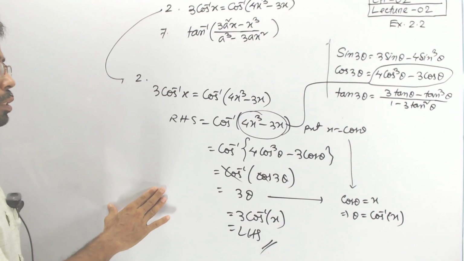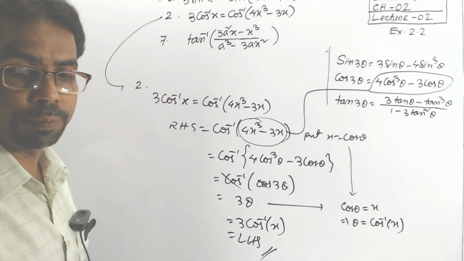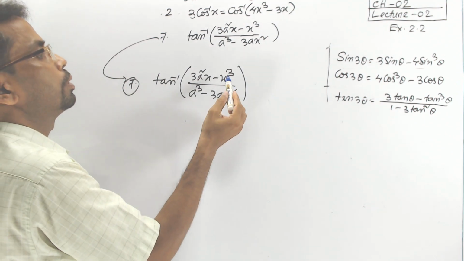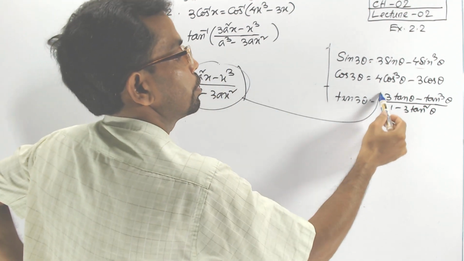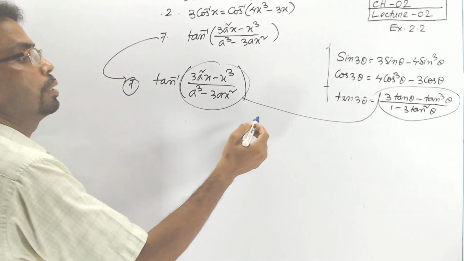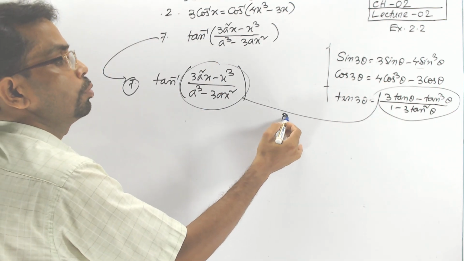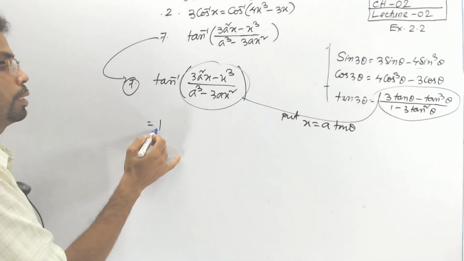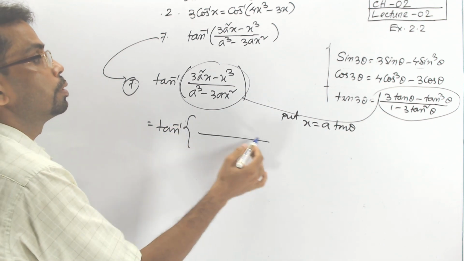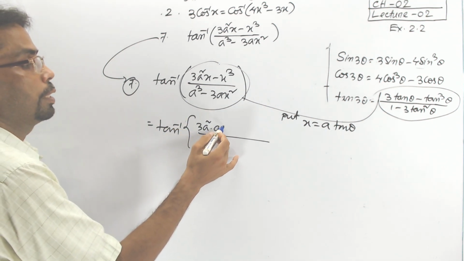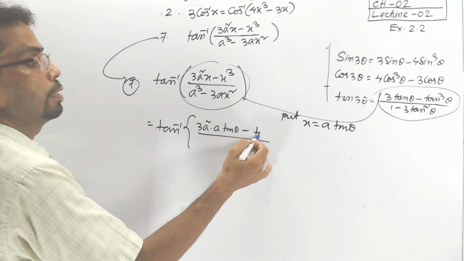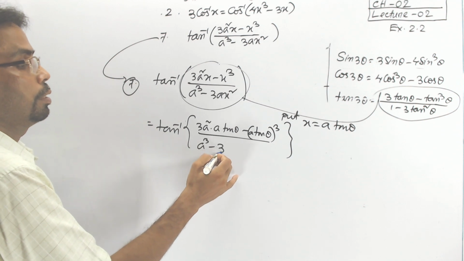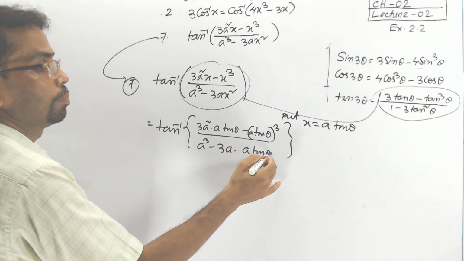Next, taking question number 7. Here this term is matching with the tan 3 theta identity, but it is a little different from before. We have to put x is equal to a tan theta here. If we put x equal to a tan theta, then it becomes 3a square times a tan theta minus a tan theta cube, over a cube minus 3a times a tan theta square.